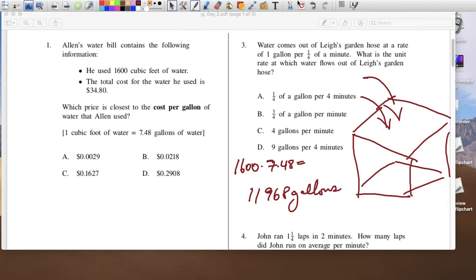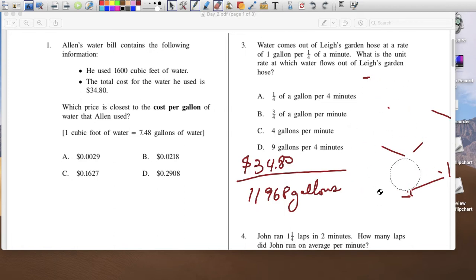What do we want here? The price per. Okay, so let me erase this over here. So now I know that he used that much, and how much was each gallon? And he paid a total of $34.80 for 11,968. So let's find the unit rate. I think this is the topic, unit rate. So to find the unit rate, right? We're going to divide both top and bottom by 11,968, or quick way, just divide these two, it's the same thing.